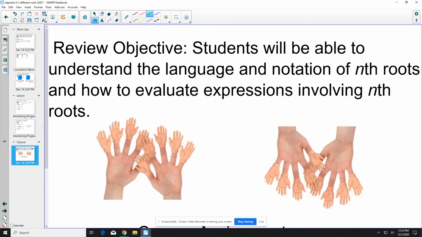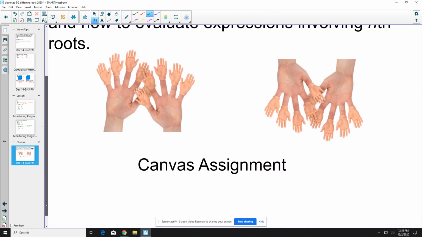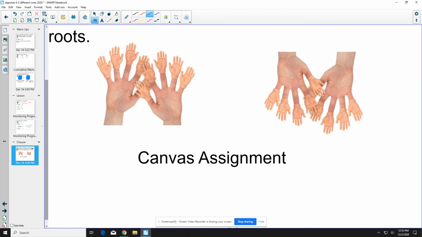All right, so how do you feel today about taking nth roots? All right, today you have a short assignment in Canvas, practicing taking cubic roots, fourth roots, fifth roots.